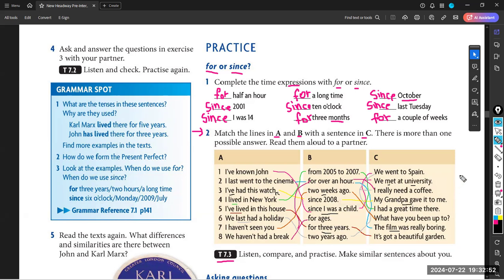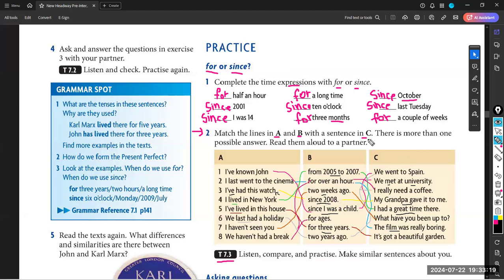Now the next one. 4. I lived in New York from 2005 to 2007. Yes. I had a great time there. Yeah, exactly. This is correct. Okay, now 5. I've lived in this house since 2008. It's got a beautiful garden. Since 2008, it's a beautiful garden.